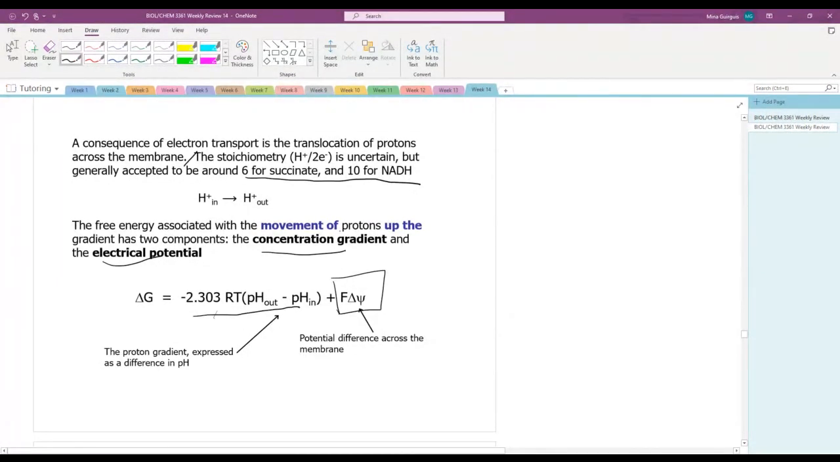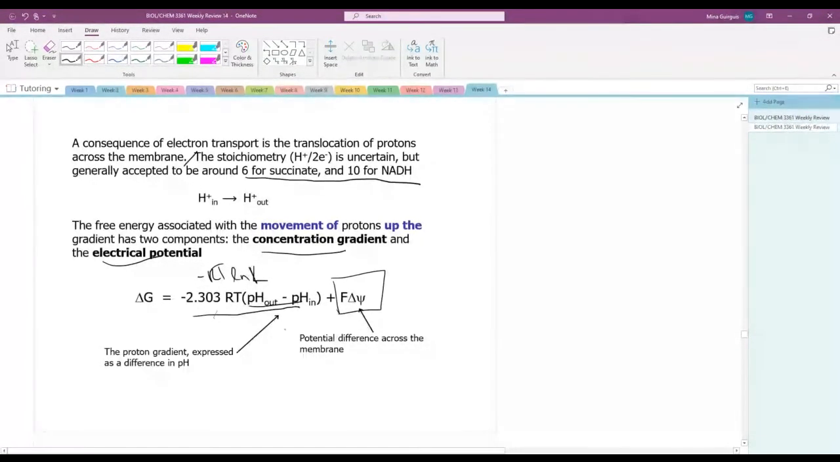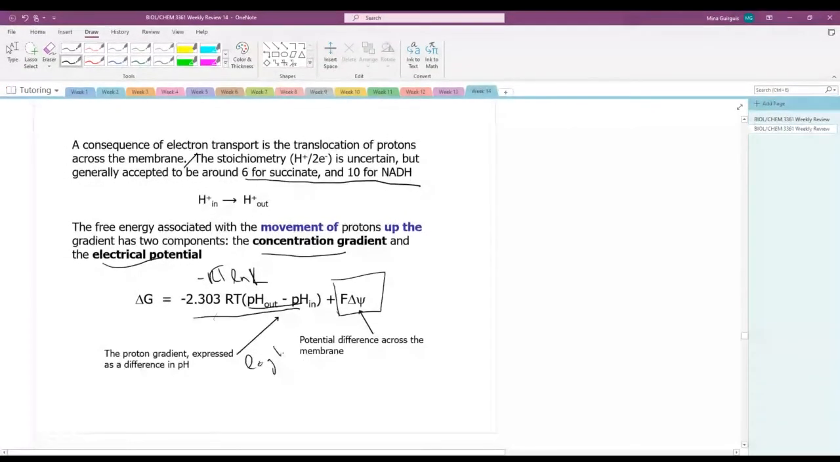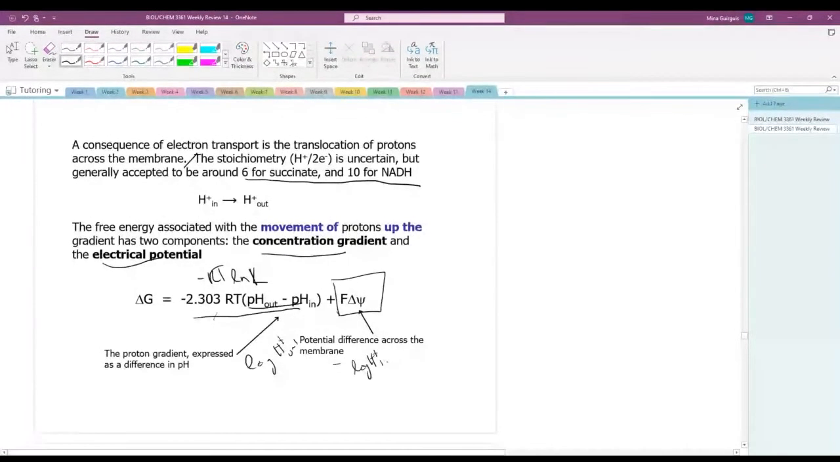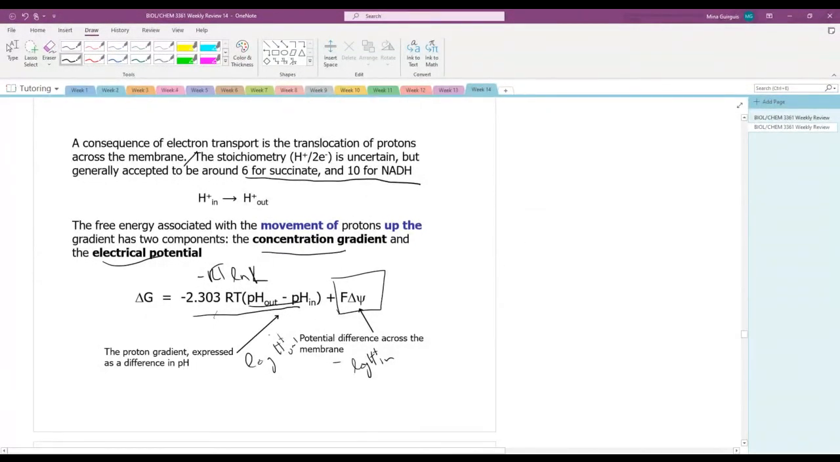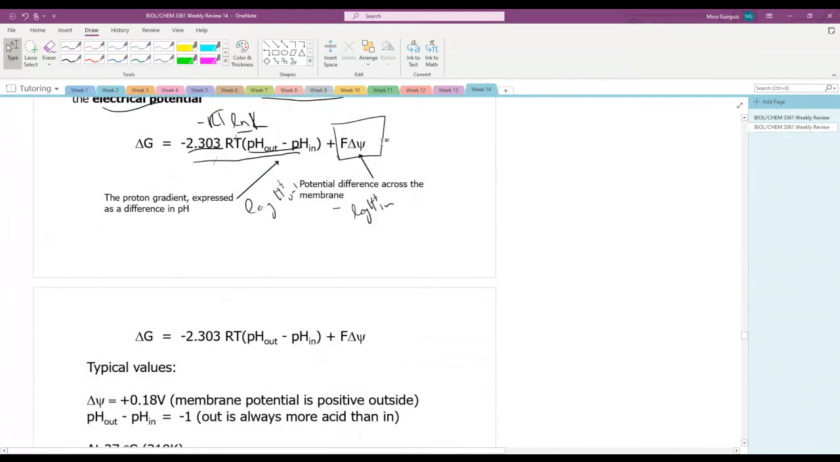And this is this equation. The first one comes from negative RT ln, except they've converted this. So now this is log H+ out minus log H+ in. And as you know, with logs, you can write that as a fraction. And this term right here is the conversion from natural log to log. So that's where that's coming from. The potential difference is pretty similar to what we just learned with Faraday. It's got Faraday's constant, and then rather than using an epsilon, we're using what's called psi.